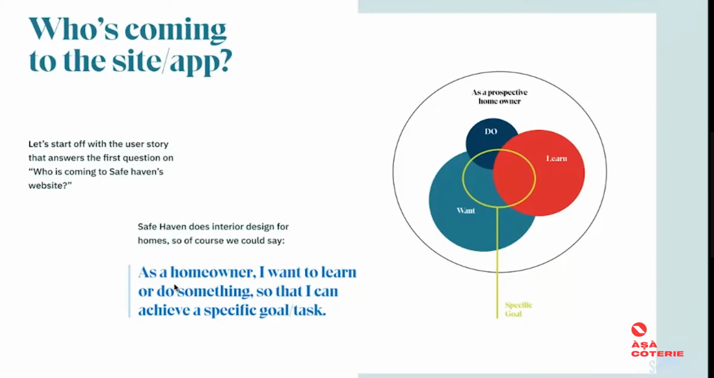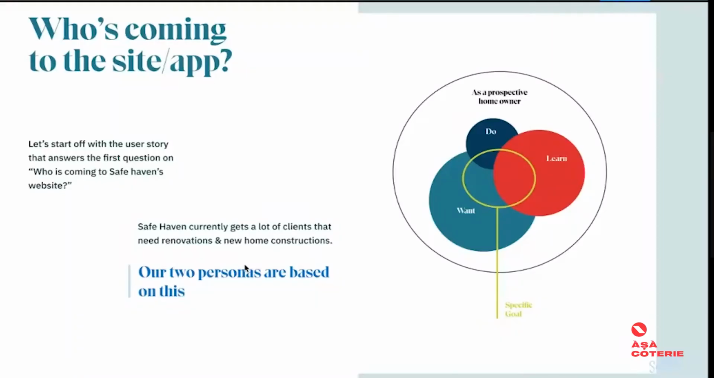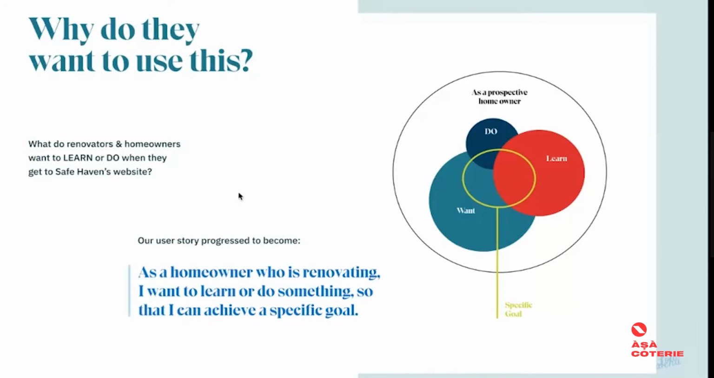So after establishing the single fact that whoever is coming to the site is going to have a home they are living in, I mean, maybe they might not own it, but at least they have a home. Then our user story can progress into, sorry, as a homeowner who is either renovating or constructing a home. Basically, the idea is that our user story is going to progress with the more information that we get to think about.